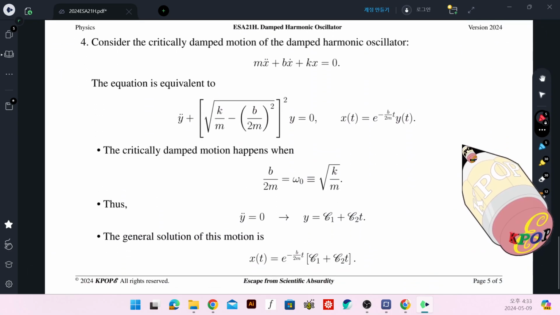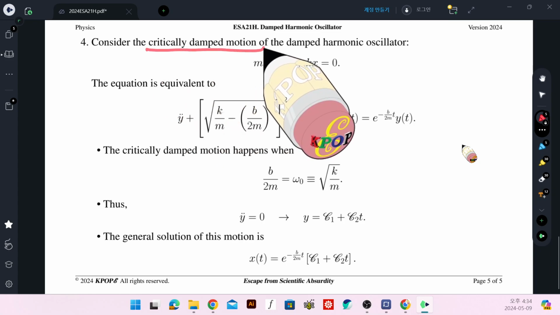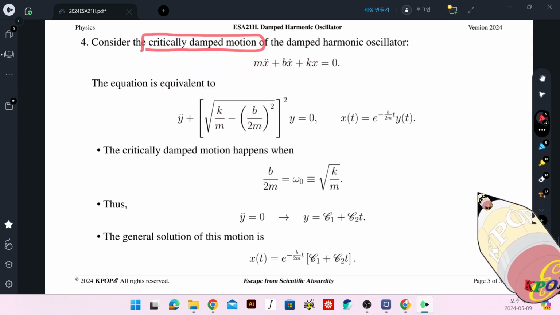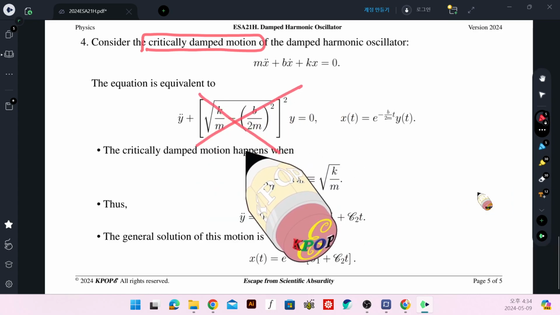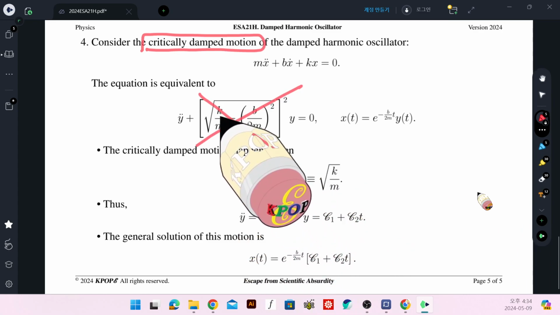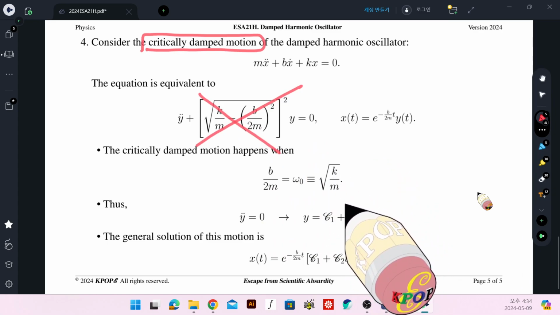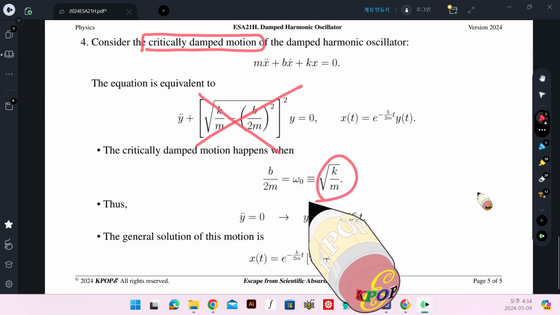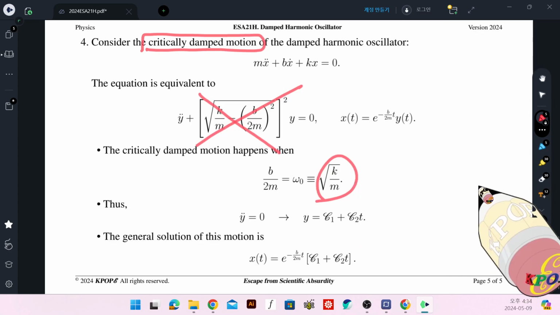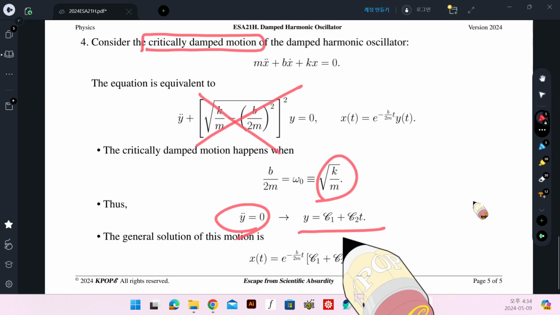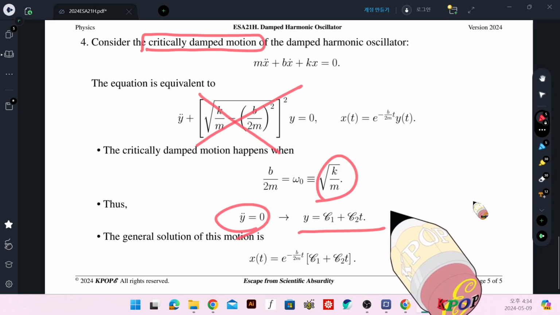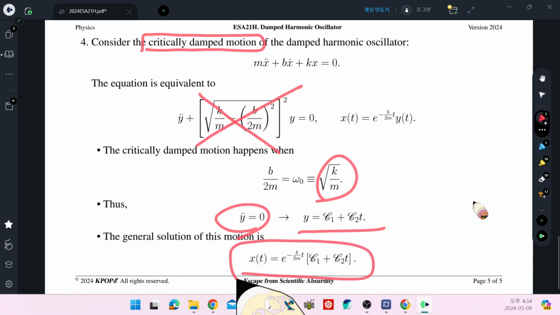As the last step, we consider critically damped motion. Critically damped motion is achieved when this term vanishes. That means b over 2m is identical to the angular frequency of the corresponding simple harmonic oscillator. So the equation of motion for this y function is trivial. That is a linear combination of a constant and a linear time-dependent term. As a result, we have this kind of form.